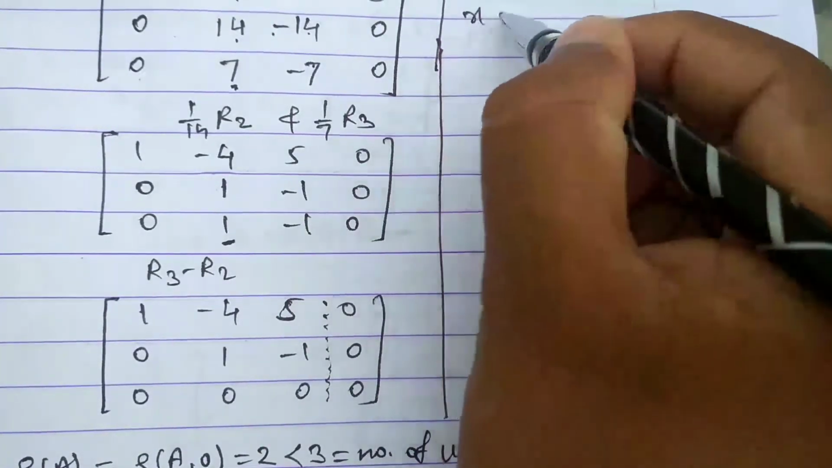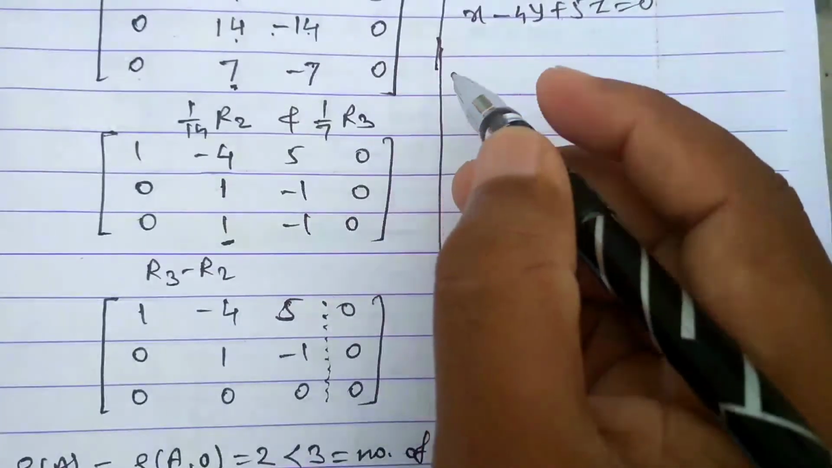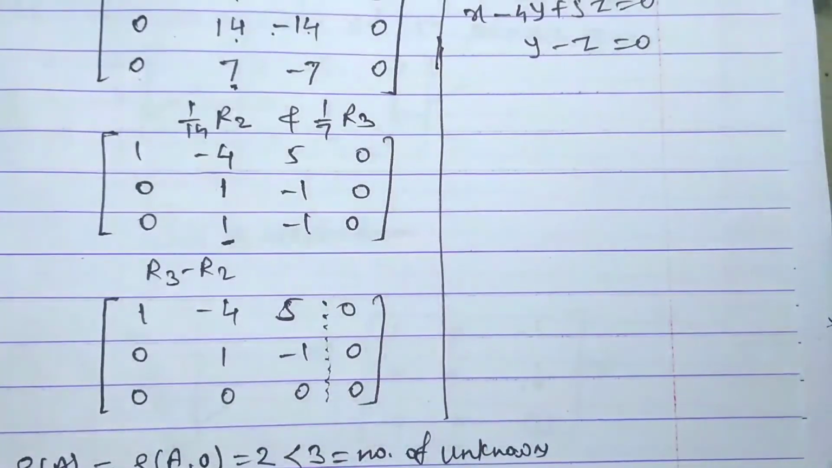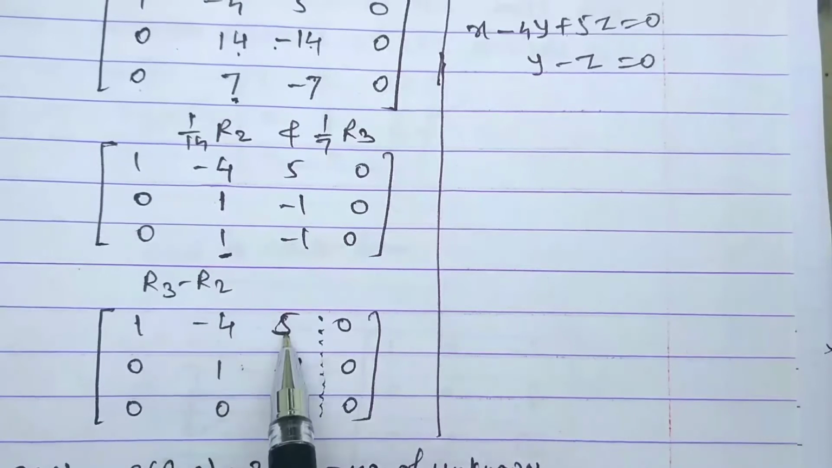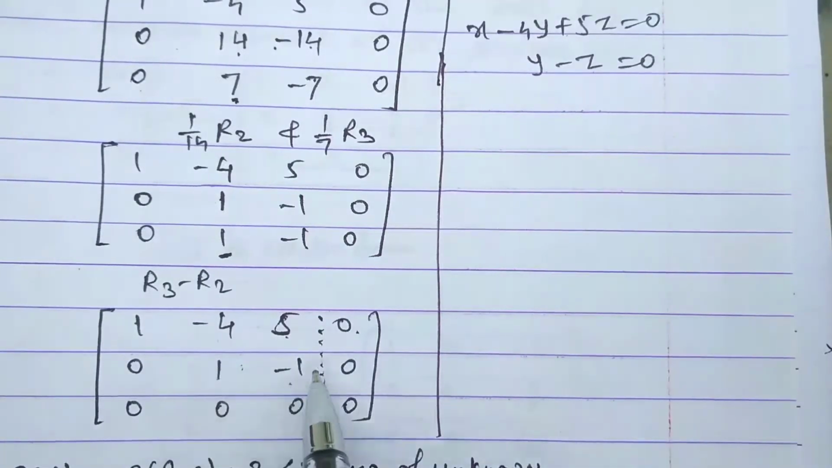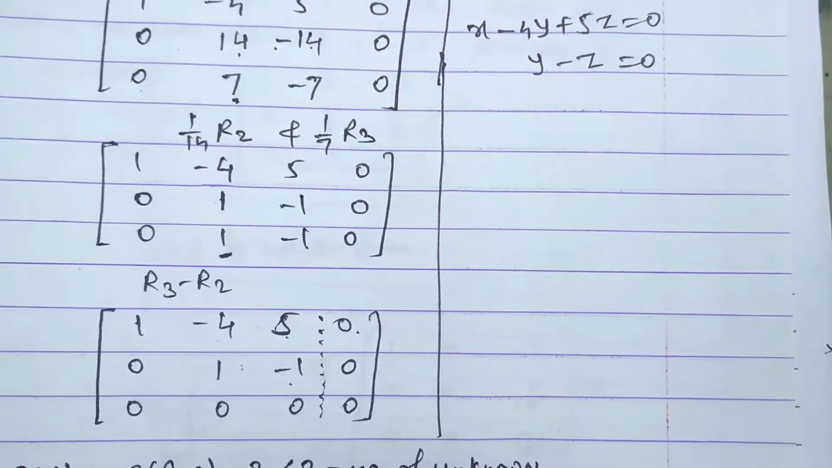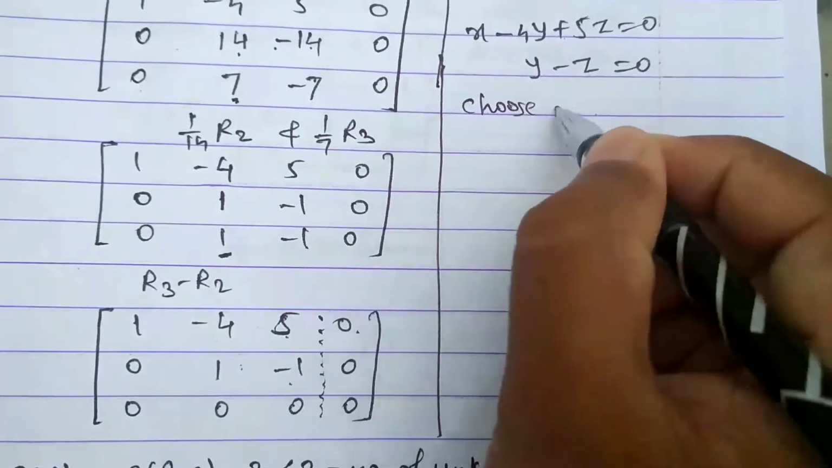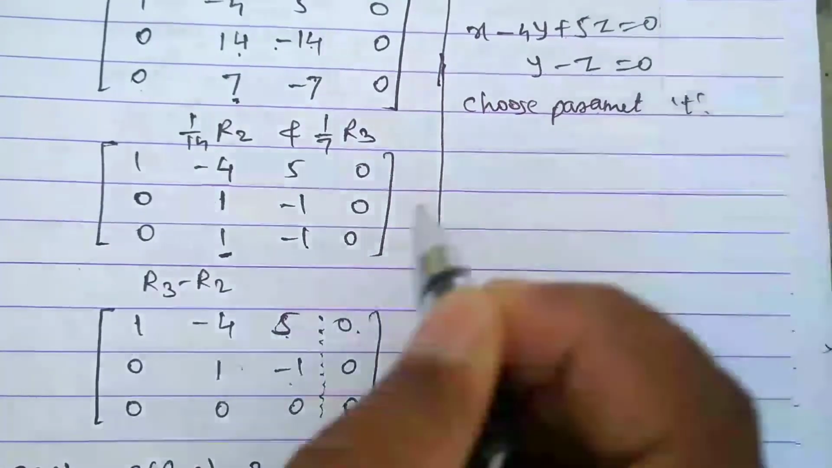From this last matrix we can write x minus 4y plus 5z equals 0, then y minus z equals 0. We get these two equations from this matrix. Now since the rank is 2 and the number of unknowns is 3, the difference between the rank and the unknowns is 1. So choose one parameter.